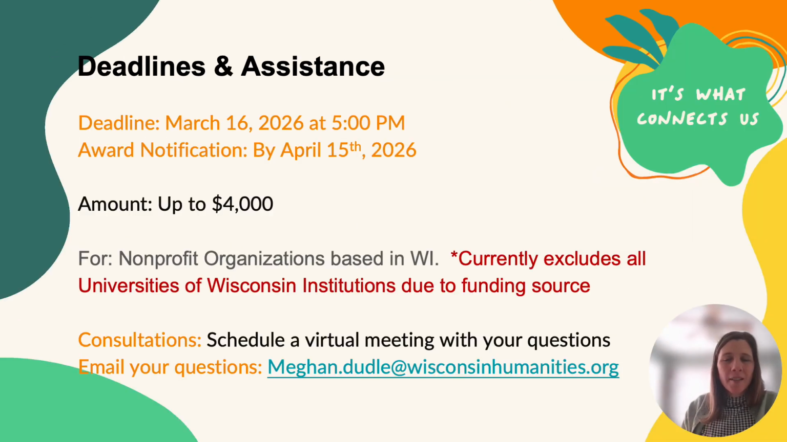Here are some important dates regarding the Spring 2026 cycle. The deadline is March 16th, 2026 at 5 p.m. That's when you'll need to hit submit inside the grant portal called Foundant. There's a link to that grant portal at our website. Award notification will be around April 15th, 2026. The award amount is up to $4,000.